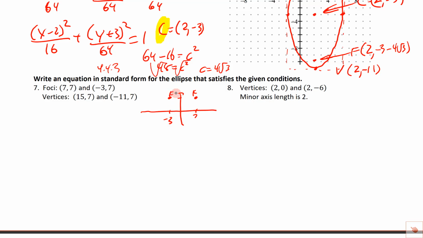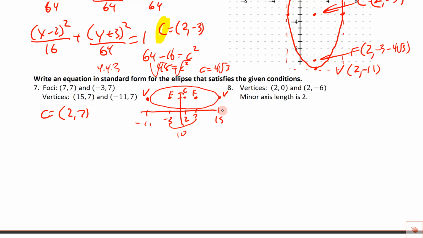So that's a focus. We can find the center right now. The center on this one would have to be right in between the two of these. It's 10 from here to here, so it would have to be 5 from either direction. So the center is going to be at 2, 7. And then the vertices are at 15, 7, way out here at 15, and the other vertex is at -11, way down here at -11. So it's got to go like this. The major axis runs horizontally, so the big one is going to go underneath the x.